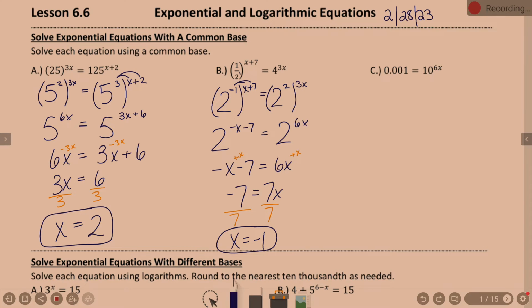0.001 equals 10 to the 6x. Now, my hint is, as a math teacher, I should not be reading that decimal as 0.001. That's not a good example. How should I be reading that 0.001? Not 100th, 1000th, right? Because it's tenths, hundredths, thousandths. So this decimal 1/1000th can also be written as a fraction.